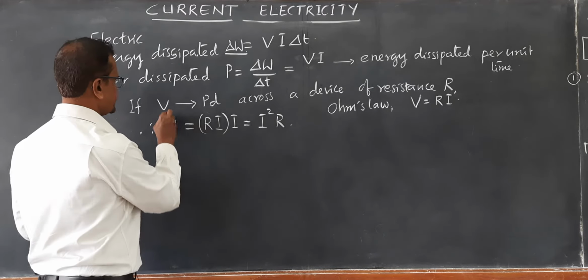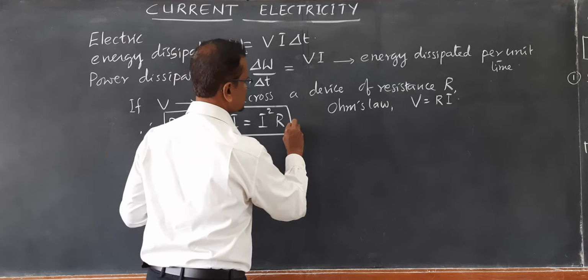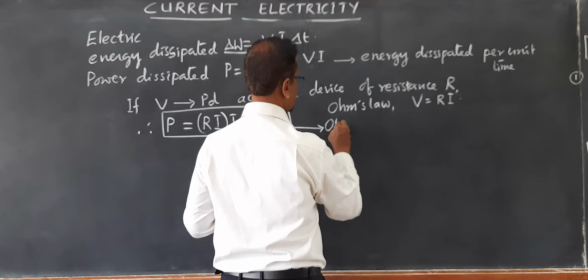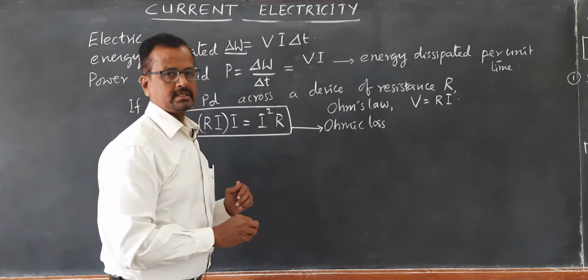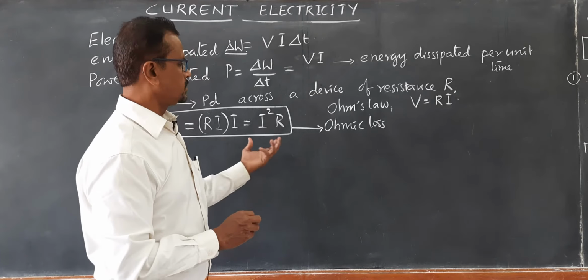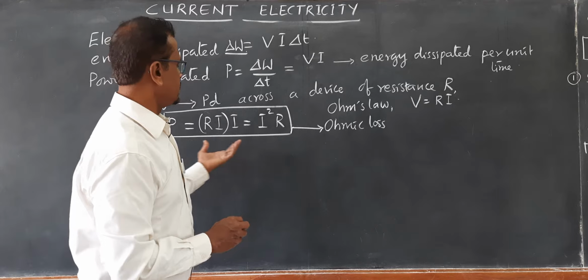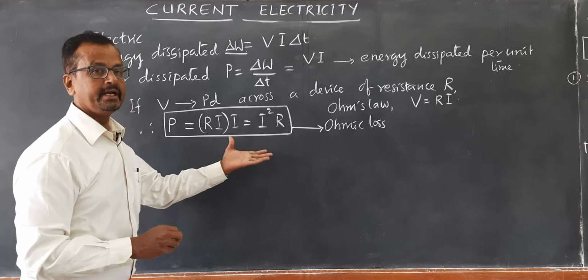This is what we term ohmic loss. The ohmic loss is due to the resistance of the conductor or the resistance of the device. The ohmic loss is also called power loss in the form of heat, or Joule's heating effect.